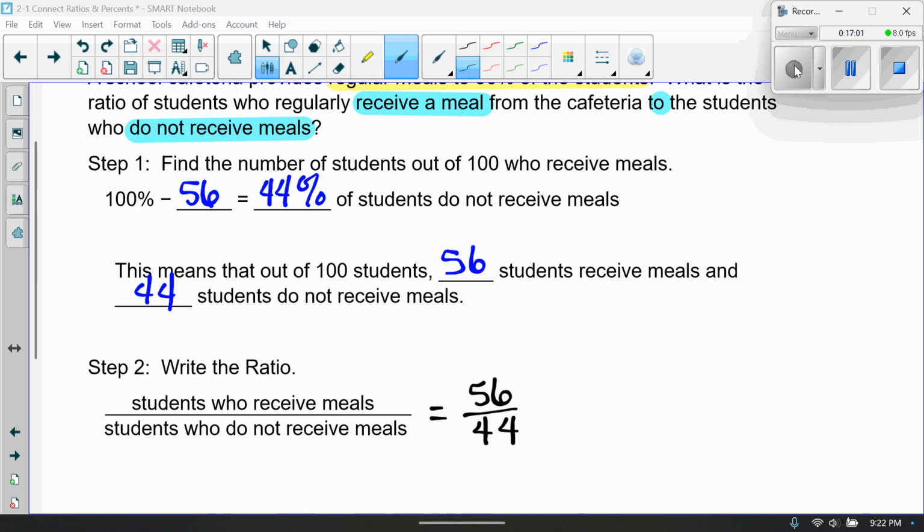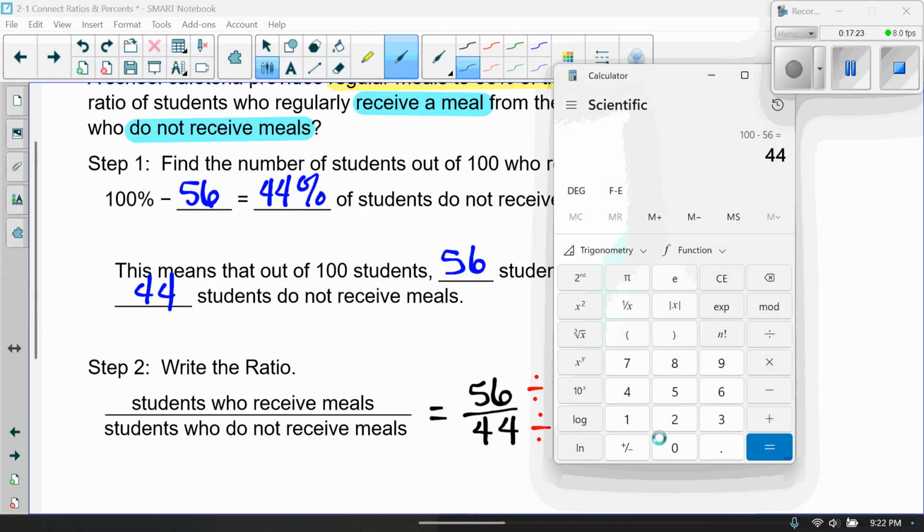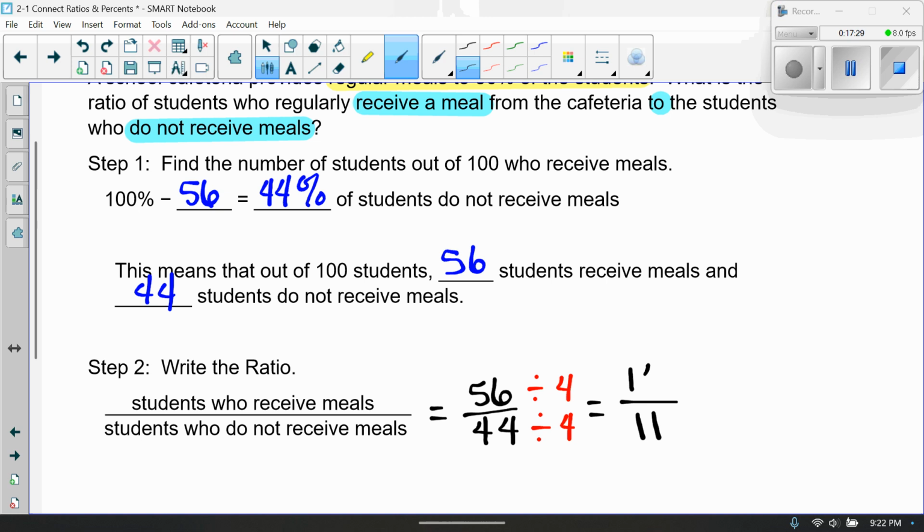Now, when we are writing our ratio, you can see we can simplify that, okay? So let's try dividing by 4. Divide by 4 in the numerator, divide by 4 in the denominator. We already know that 44 divided by 4 is 11, right? And then 56 divided by 4 is 14. So the ratio of students who receive meals to students who do not receive meals is 14 to 11. And that's how you say it, 14 to 11.